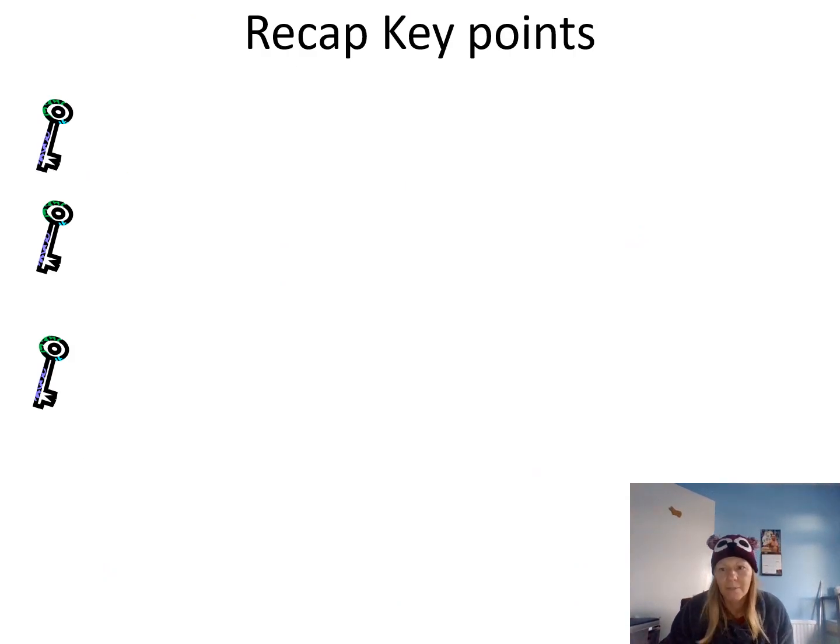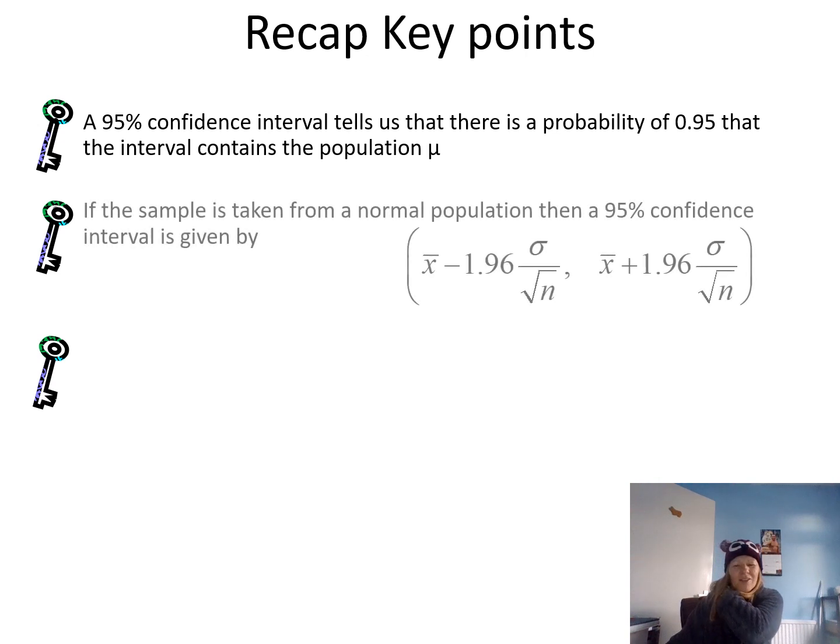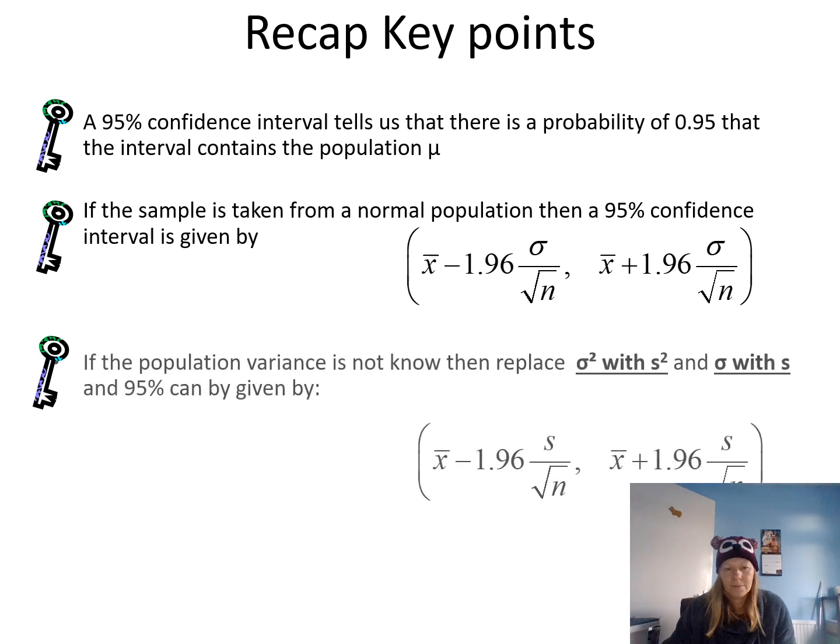Right, recap. A 95% confidence interval tells us that there is a probability of 0.95 that the confidence interval contains the population mean mu. If the sample is taken from a normal population, then the 95% confidence interval is given by that formula. If the population variance is not known, you replace sigma with s, and you get that formula, which looks exactly the same as that formula, but without sigma, it's got an s.